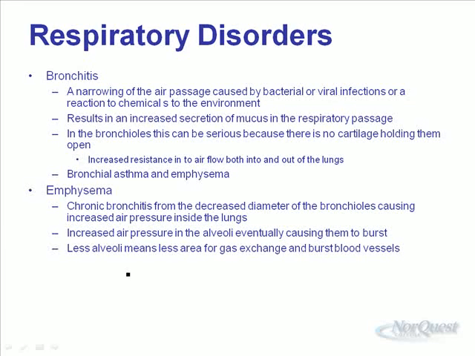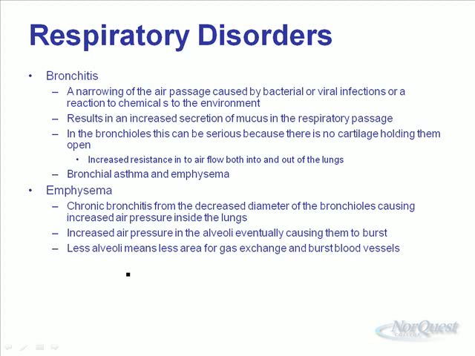Emphysema is a chronic bronchitis, and what happens is it decreases the diameter of the bronchioles, causing increased air pressure in the lungs. And the idea is every time we breathe in, we decrease that pleural pressure in our lungs, lots of air gets in, but when we breathe back out, we can't decrease the pressure enough to get all of that air back out, and so a little bit stays behind. Then we breathe in again, nice big deep breath. Those alveoli fill up a little bit more than they did the last time.